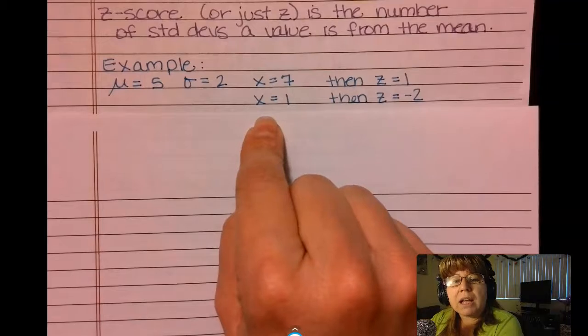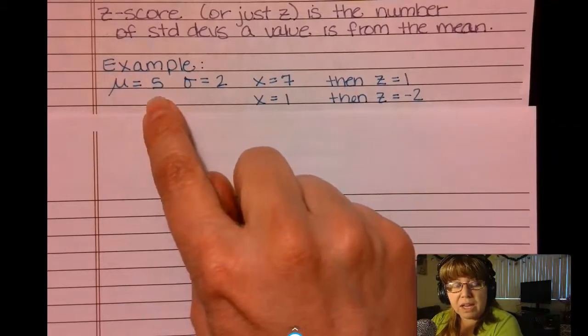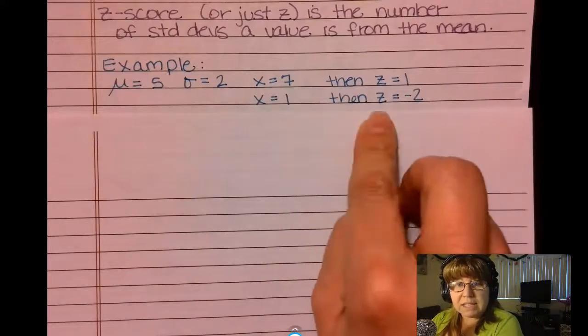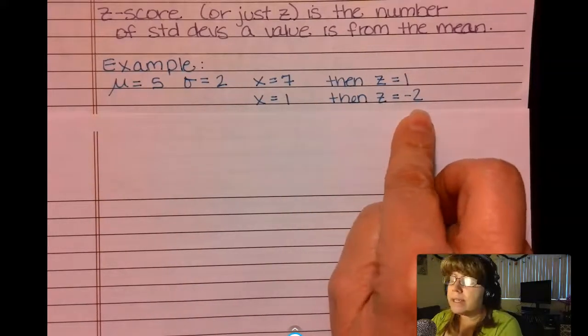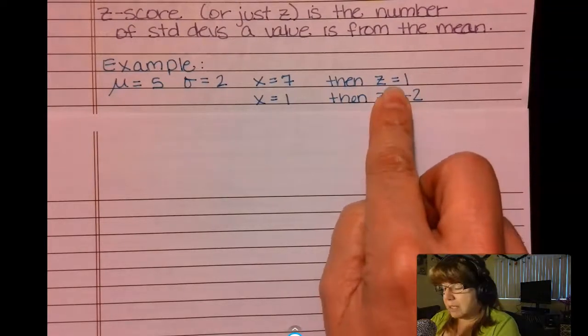Let's take another value, 1. Well, 1 is 4 below 5, and 4 divided by 2 is 2. So 1's z-score is negative 2. Yes, z-scores can be negative. That's just fine. It just means that it's below the mean, versus a positive, which is above the mean.